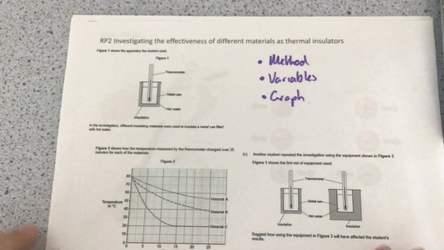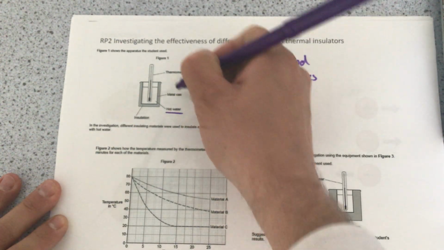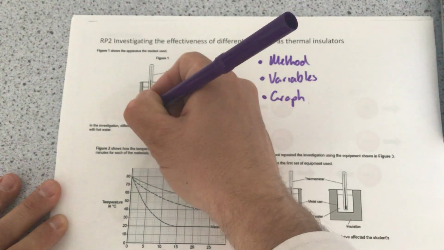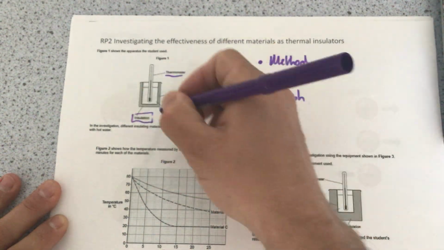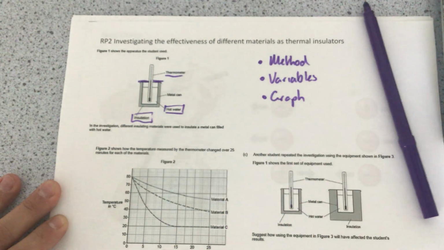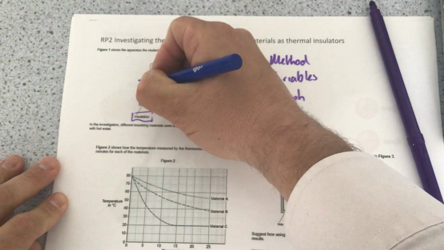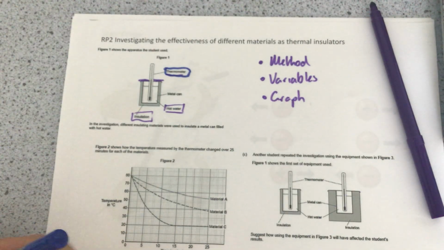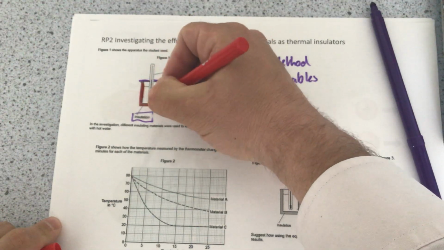Here is the design of the experiment with the insulation, the metal can with hot water in it, and a thermometer. Obvious control variables would be the amount of hot water, the amount of insulation, the thickness of that insulation, the fact that it's got a lid on it there, the material that the metal can is made out of. And the dependent variable is going to be the thermometer, the temperature that we measure. The independent variable in this investigation is going to be this insulation. It's going to be the insulation that changes.